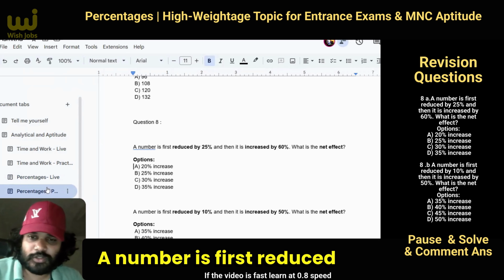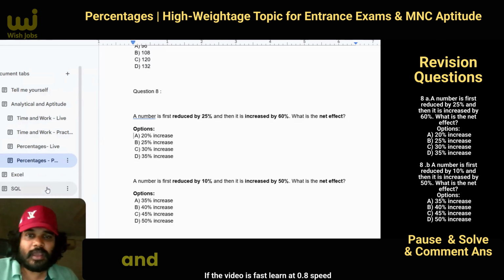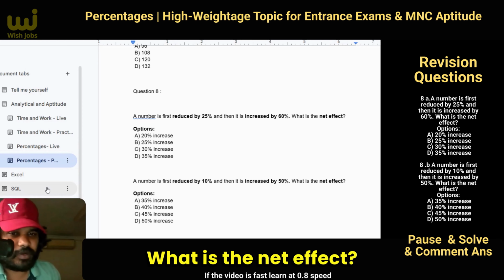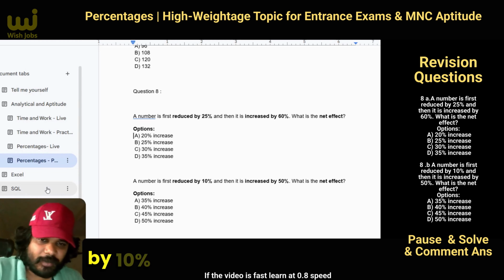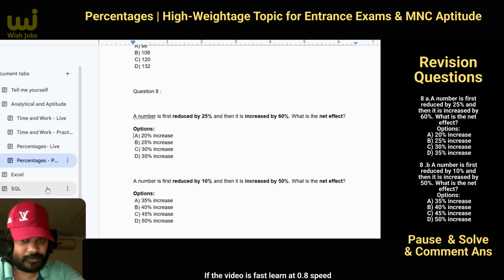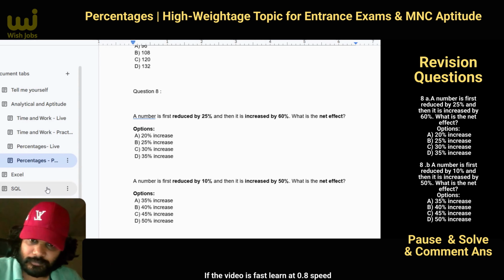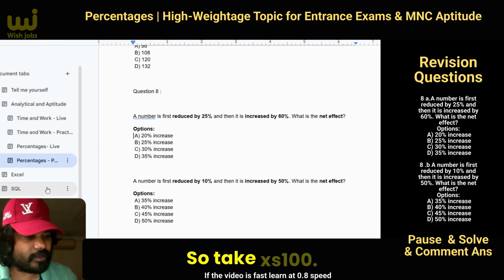A number is first reduced by 25% and then increased by 60%. What is the net effect? A number is first decreased by 10% and then increased by 50%. What is the net effect? So take x as 100.